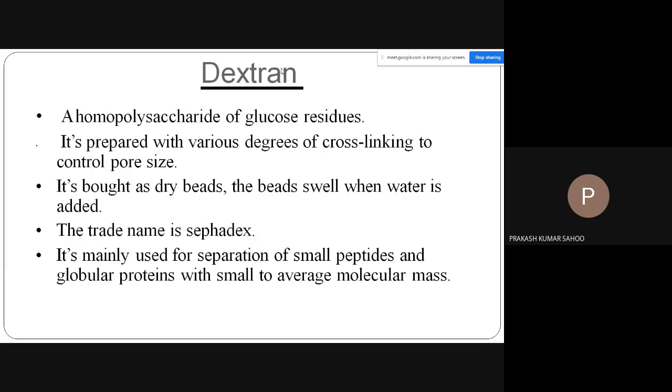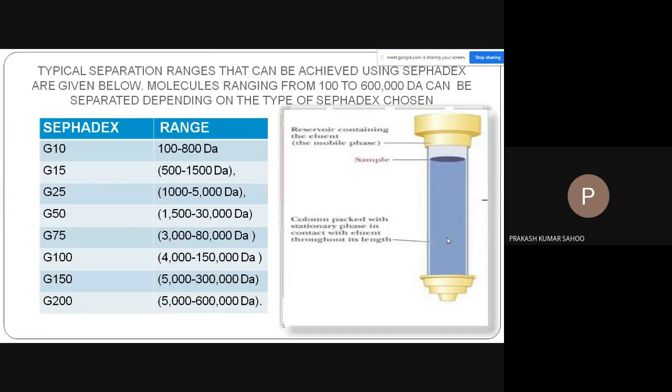So this is an example of a stationary phase, that is dextran, a homopolysaccharide of glucose residues. It is prepared with various degrees of cross-linking to control pore size. It is bought as a dry bead. The beads swell when water is added. It is obvious that when water is added, it will swell up. The trade name is Sephadex. It is mainly used for separation of small peptides and globular proteins with small to average molecular masses.